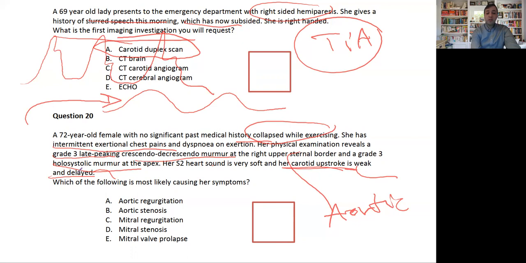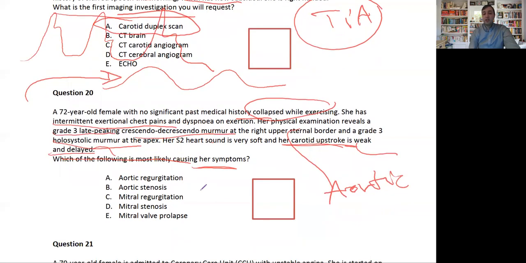So which of the following is the most likely cause of the symptoms? Is it aortic regurgitation, aortic stenosis, mitral regurgitation, mitral stenosis, or mitral valve prolapse? Most likely it's aortic stenosis.